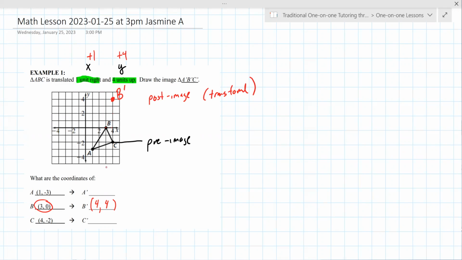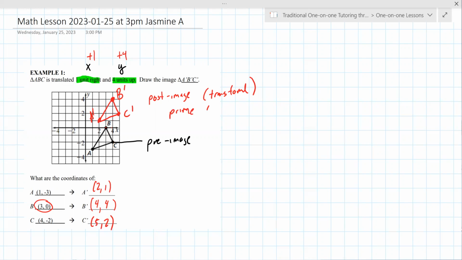So in the case of A, you're going right 1, up 4. That's A prime. And you can either write the coordinates, or you can use the +1, +4 for X and Y. Similarly for C, right 1 and up 4. So the prime is always used to indicate the new image. That little apostrophe, that's the new image.